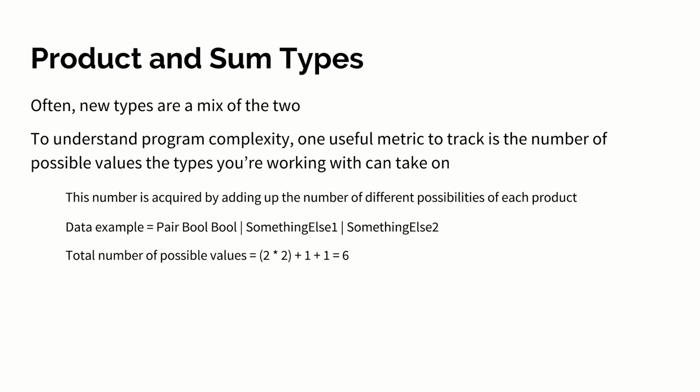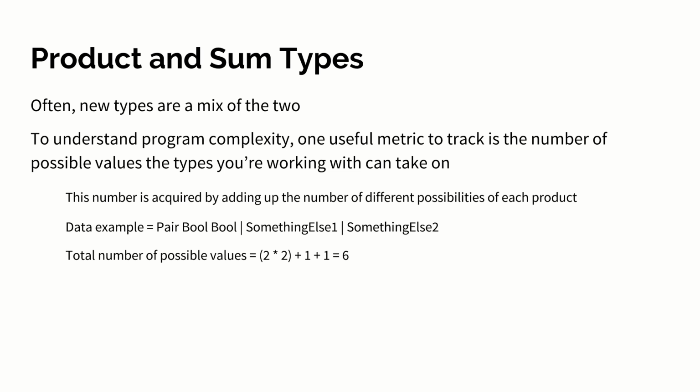So, when you're working in more complex situations, often new data types will actually be a combination of products and sums, and those products and sums might actually be further combinations of products and sums. A useful metric for helping understand the complexity of the code you're working in is the number of possible values the types you're working with can take on. This can be calculated by adding up the number of possible values for summed types and multiplying out the possible values of product types.